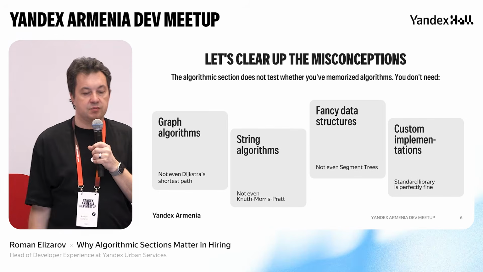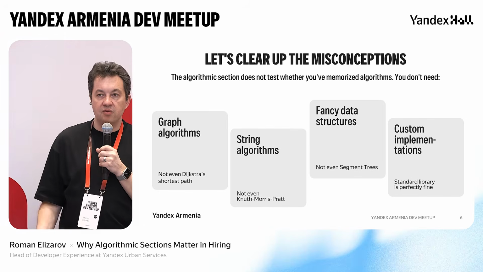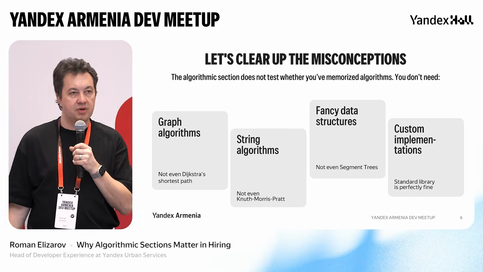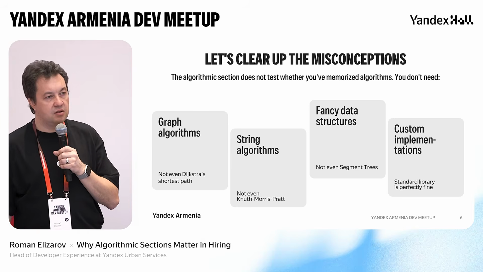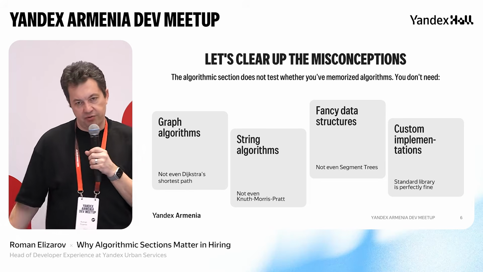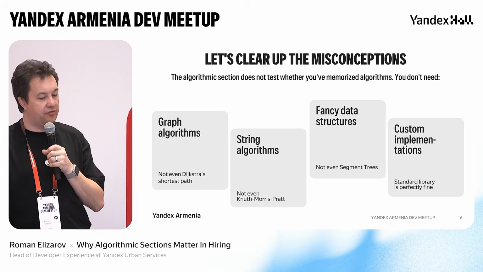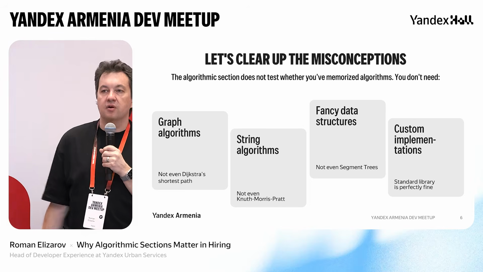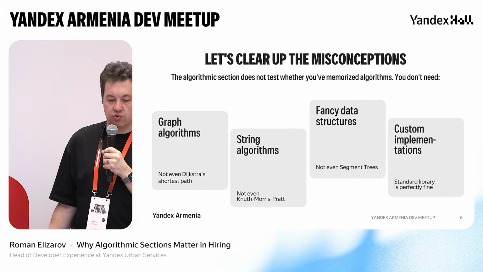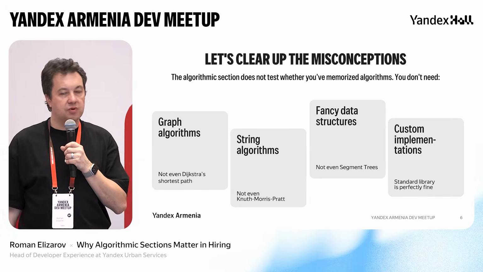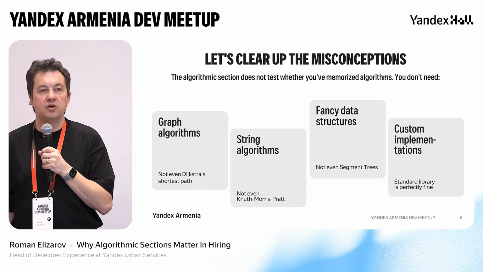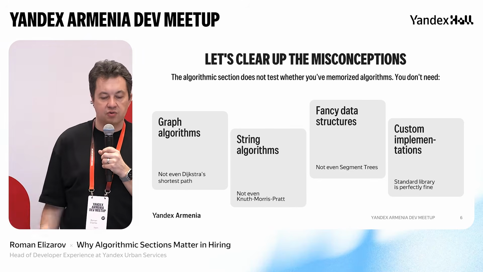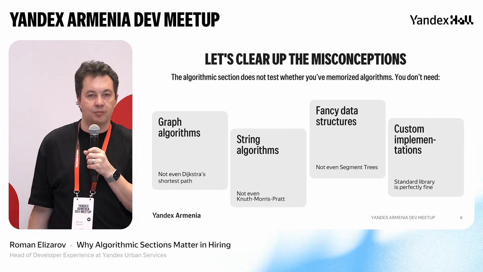So let's clear up some misconceptions. Even though people call it algorithmic sections, it has nothing to do with algorithms. It doesn't require you to know any algorithms. We don't ask you about graph algorithms, not even trivial ones like Dijkstra's shortest path. We don't go into string algorithms. You aren't even required to know basics you study in a first university course, like Knuth-Morris-Pratt. None of that happens there.